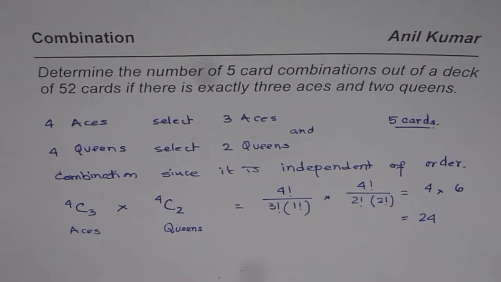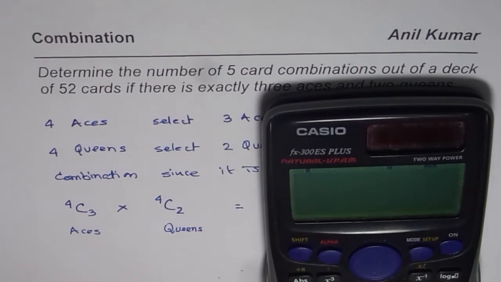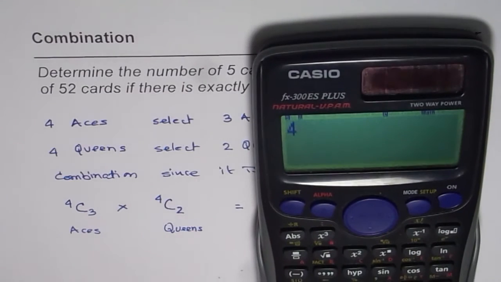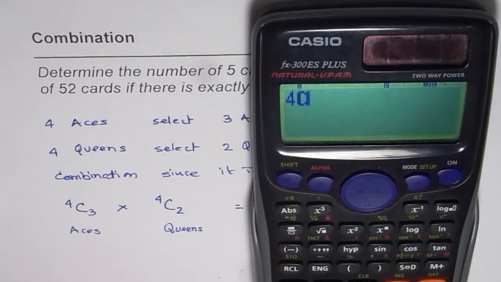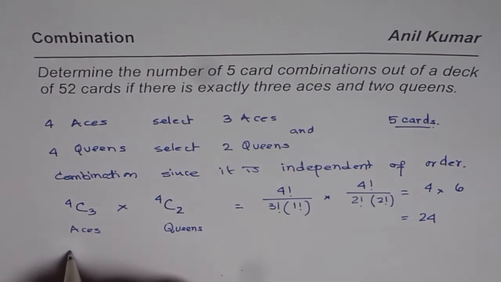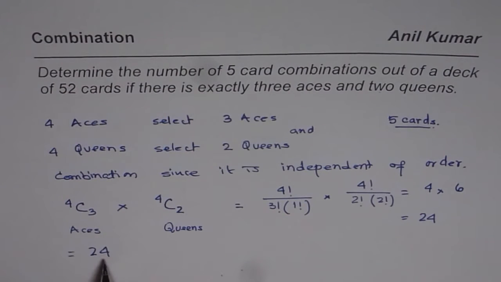Or you could use the calculator. Let me show you how to use the calculator in this particular case. We have 4C3, so 4, shift, the nCr function is right there. 4C3, that is the first part, times 4C2, and that is equal to 24, right? So what we get is our answer. You could get this directly using the calculator, 24. That is how we will be calculating in most of the videos.